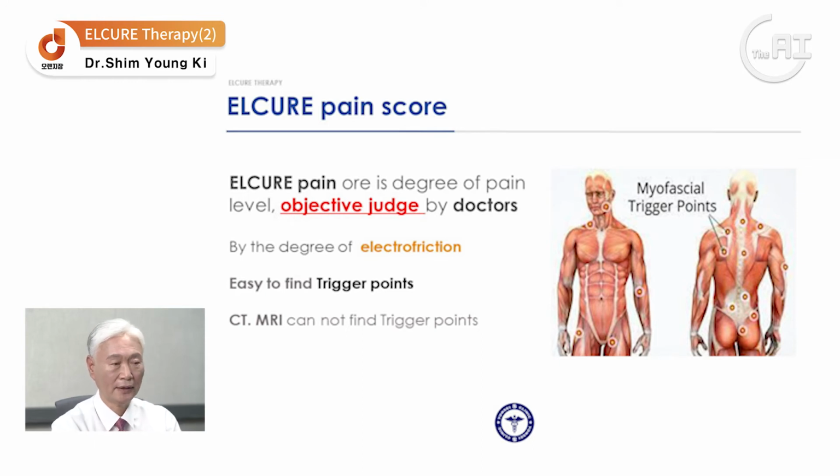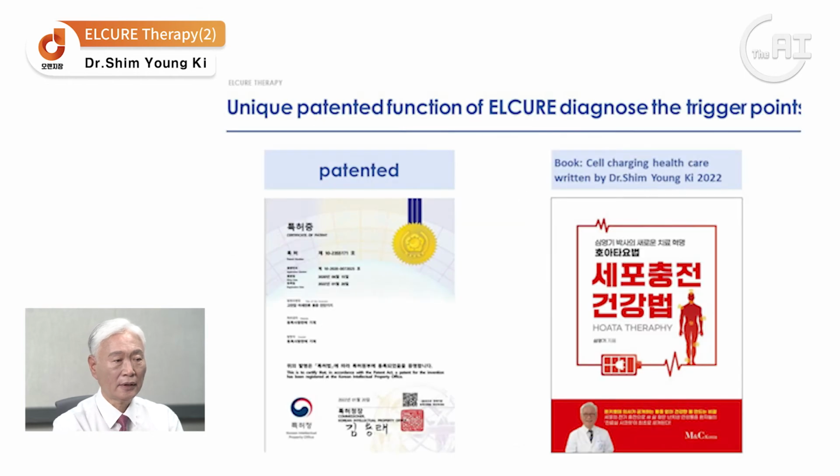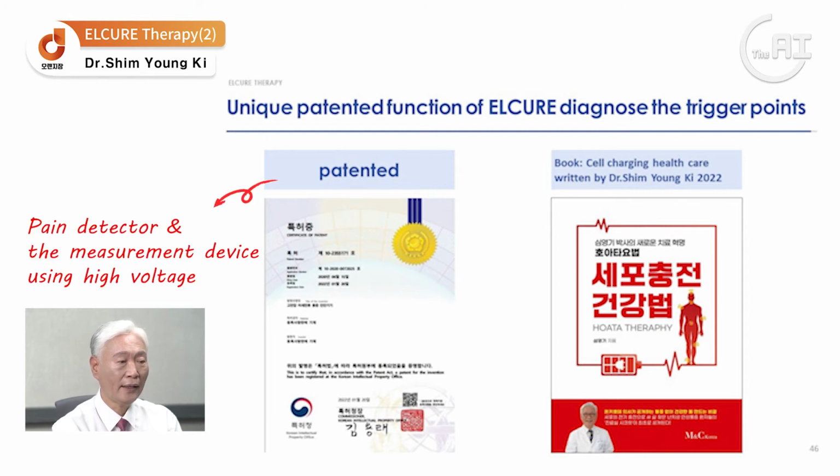This is my patent. Okay, you can see the patent. The patent means the subject is a pain detector and measurement device using high voltage. That is patented. And my book about Archotherapy, high voltage operating therapy, so cell charging, healthy life for the people. I wrote this book.